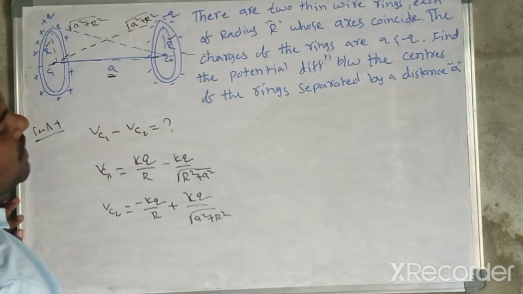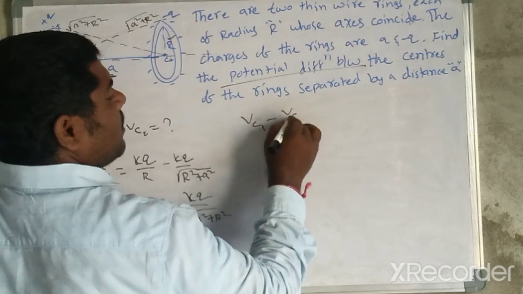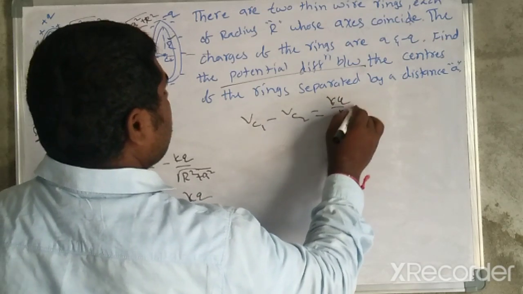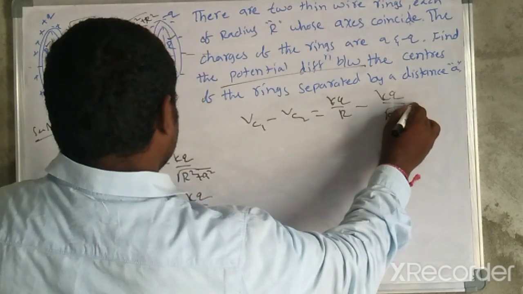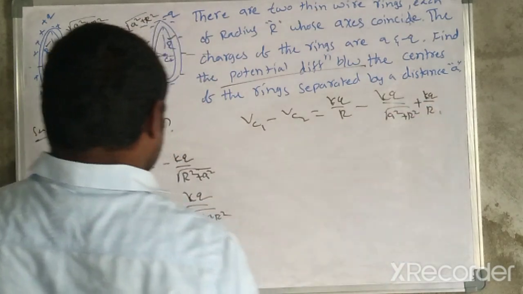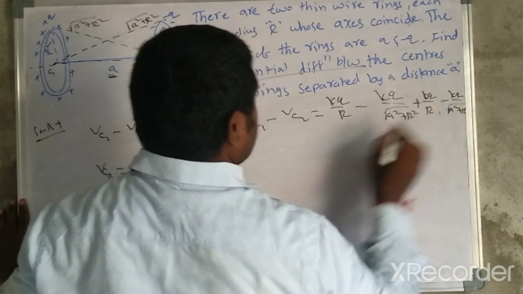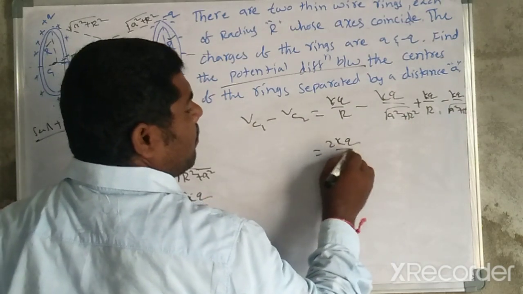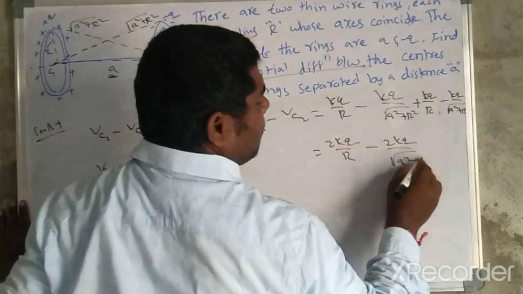So what are they asking here? Potential difference. Potential difference is nothing but VC1 minus VC2, which is equal to minus KQ by R minus KQ by root of A square plus R square, minus into minus, plus KQ by R minus KQ by under root of A square plus R square. So take out common: 2KQ by R minus 2KQ by under root of A square plus R square.